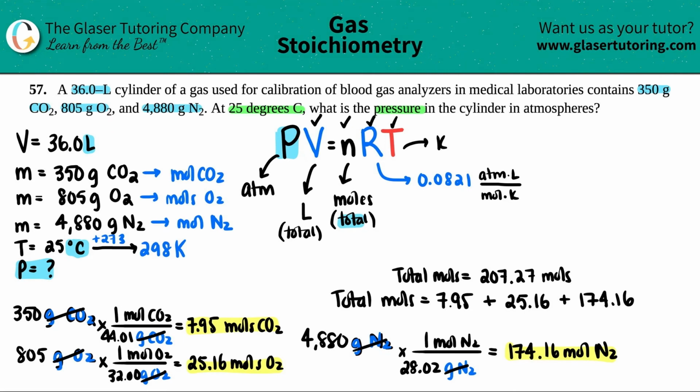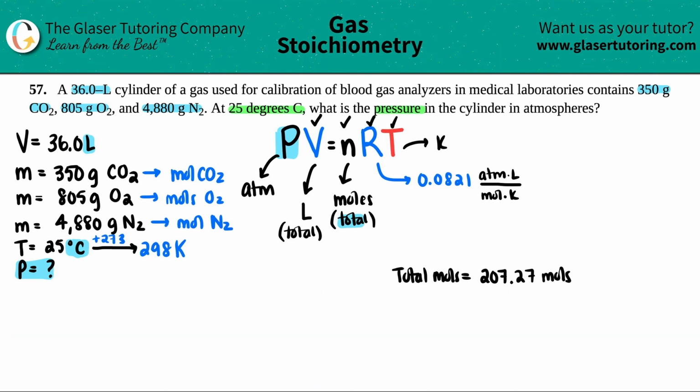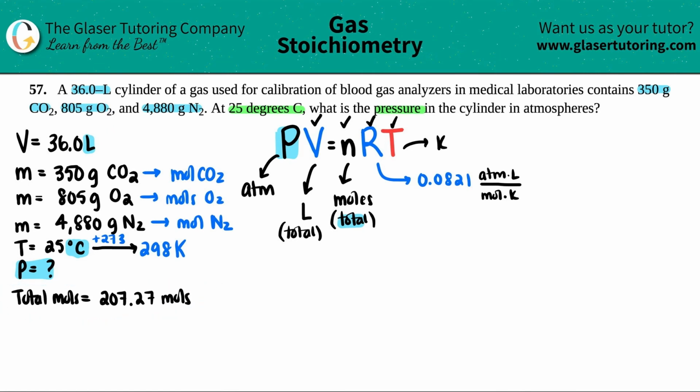So what I'm going to do is pause the video, but I'm going to just erase my little conversions here. And the only thing I'm going to leave is just that total number because that's the only thing that we need. So bye-bye. I'm just going to bring this over here and do the math now. So we're looking for the pressure. So X times the volume in liters, which is 36.0, equals that mole value, 207.27. And then the R value is always constant, 0.0821, times the temp, which was 298.